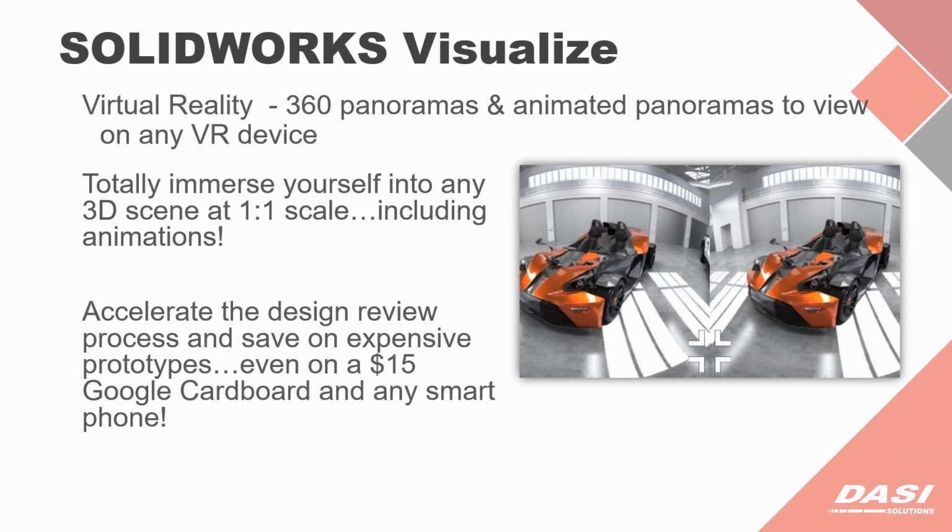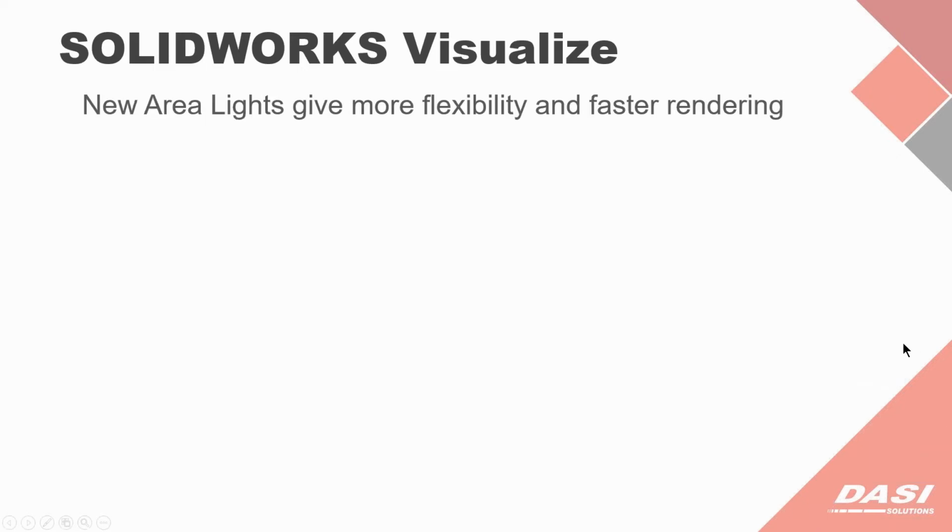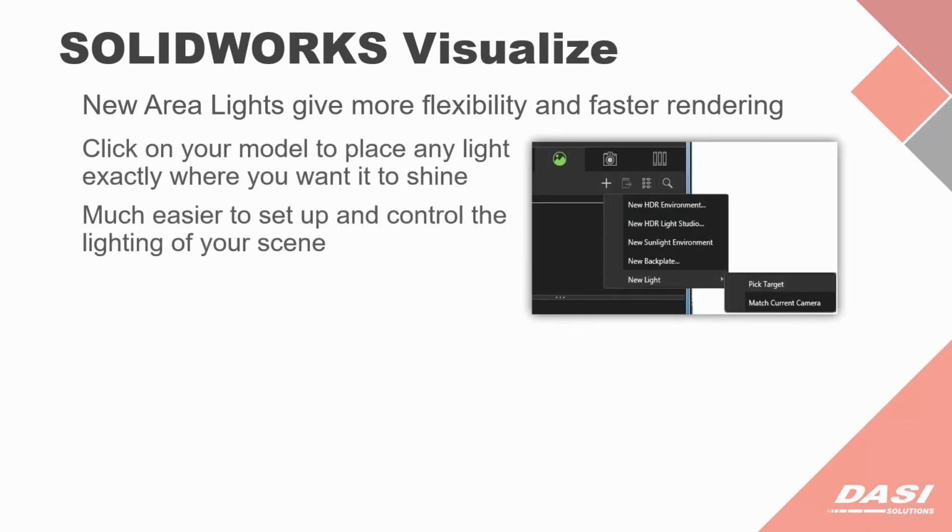It also supports any VR device like Oculus Rift, the Samsung Gear, Google Daydream, and even the Google Cardboard. So you can really totally immerse yourself in any 3D scene at 1:1 scale, including animations. And I've tested this out on my phone with a Google Cardboard. It is pretty cool. So we have new area lights, right? I showed that. That was one of the things I actually wanted to use. You can render complex interior scenes faster than ever using these new area lights, even in fast mode.